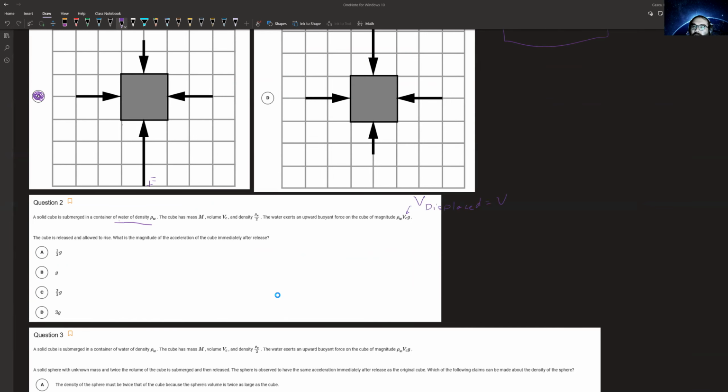What the heck? I opened up another OneNote. Volume of the cube, okay, times g. And the question is, if the cube is released and allowed to rise, what is the magnitude of the acceleration of the cube immediately after release? Let's see here what we're thinking.